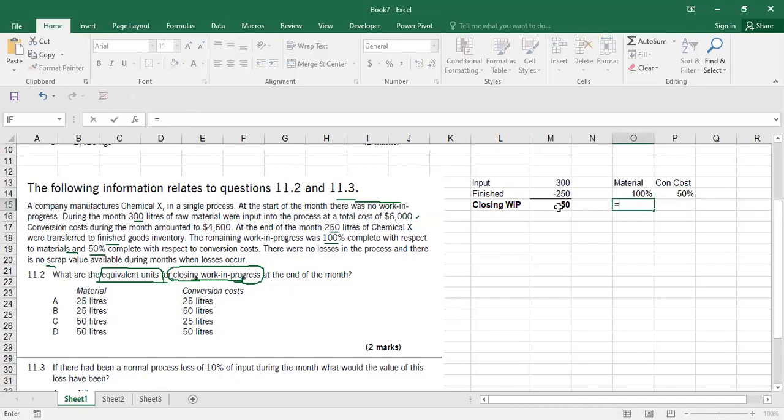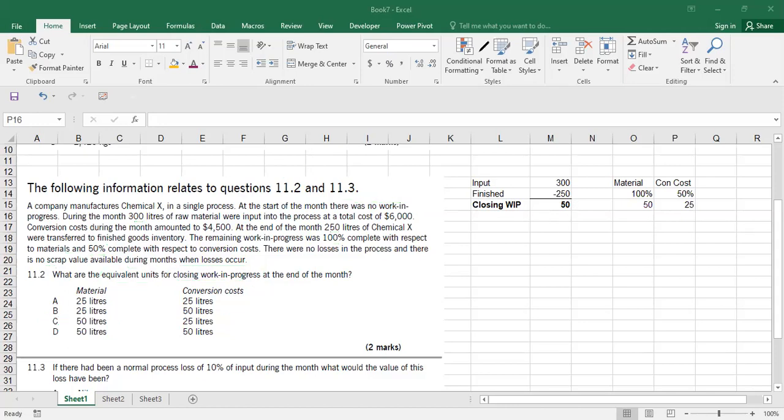So of course, 50 units multiplied by 100%, you get 50. And here you say, 50 units multiplied by 50%, you get 25. So you have 50 units with respect to material and 25 units with respect to conversion cost. Your answer should be option C, because in option C we see 50 liters with respect to material and 25 with respect to conversion cost. For this 11.2, the answer is C. This was pretty simple. As I said, we'll start with the simple ones.